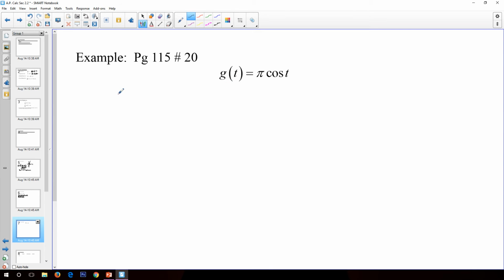Here they want me to take the first derivative. They want me to find g prime of t. So I have a constant times a function that I know. Pi, even though it is an irrational number, it is still a constant. So this thing is going to be pi times the derivative of cosine t.